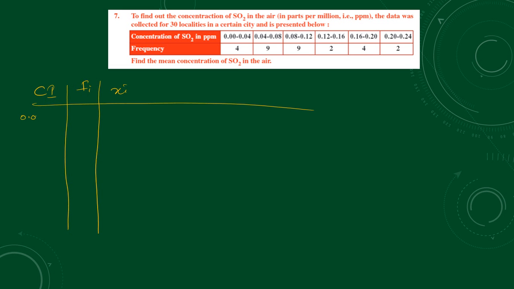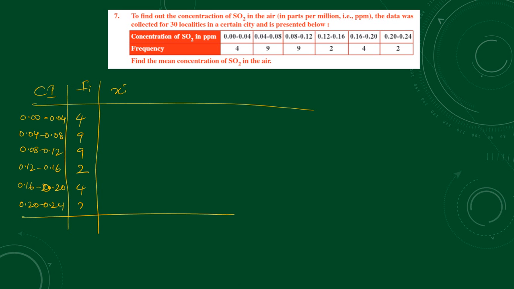0.00 to 0.04. Next, 0.04 to 0.08, 0.08 to 0.12, 0.12 to 0.16, 0.16 to 0.20, 0.20 to 0.24. So these are nothing but the values. Corresponding frequencies 4, 9, 9, 2, 4, 2.